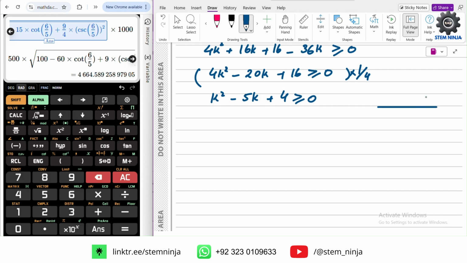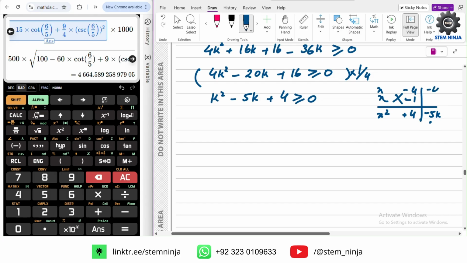This is just simple sum and product rule. So this is minus 5k, this is your x squared, this is your 4. So 4 and 1. But if they are negative, we'll still produce a product of 4, and sum is minus 5. So minus 4k, and sorry, this is k squared, and this is minus k. So you have (k minus 4)(k minus 1) greater than or equal to 0.